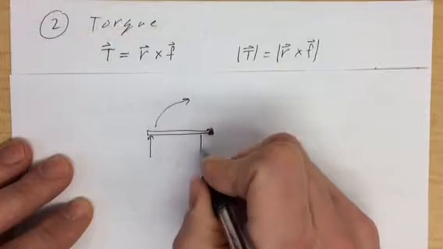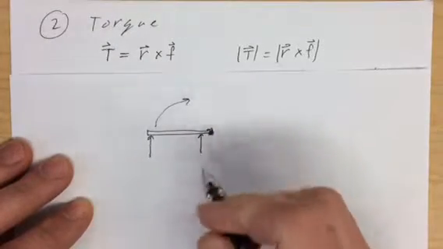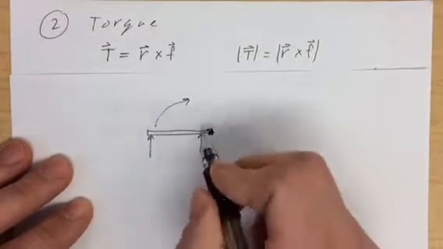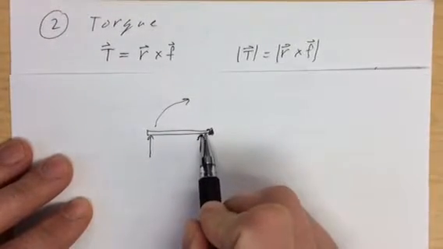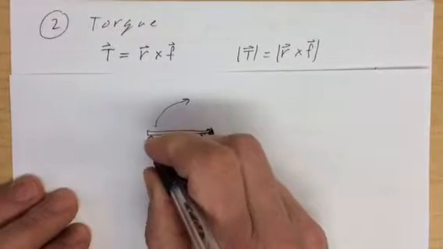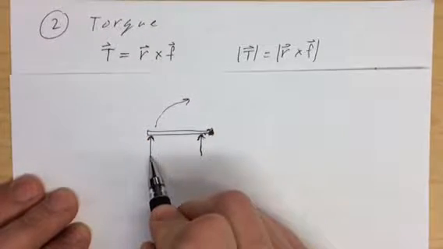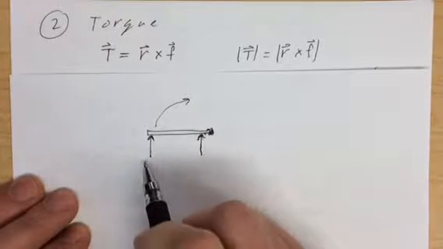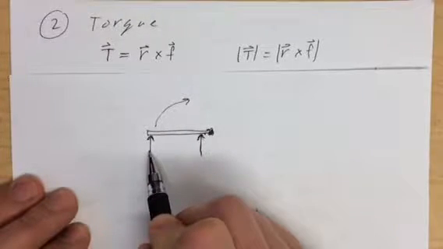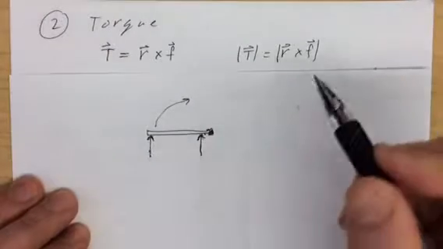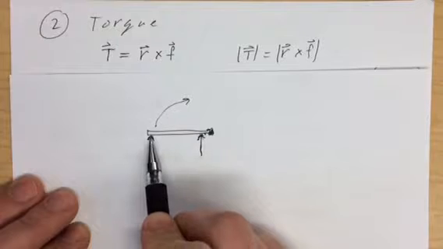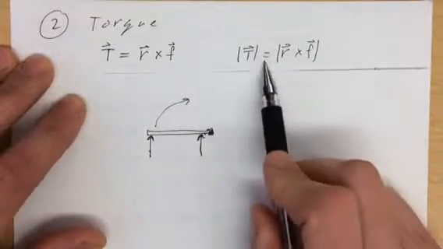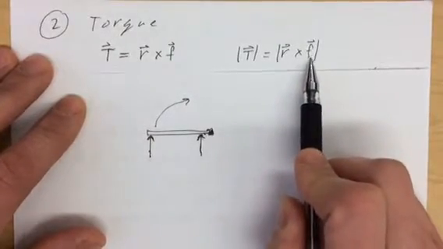Or somebody could be pushing on the door right here, and the door would still open that way, but if they're applying a force equal to that force, it's going to be harder to open the door here. If they're applying the force here, it's going to be easier to open the door, and you're going to achieve more torque. If you increase the force, you're going to achieve more torque. If you increase the radius, the distance from the axis of rotation, you're going to get more torque. So the magnitude of the torque is the magnitude of r cross F.